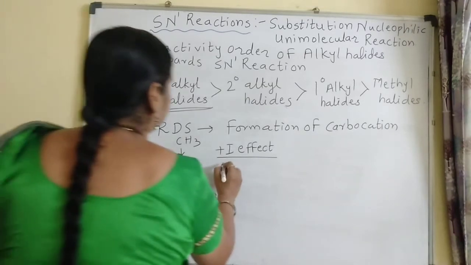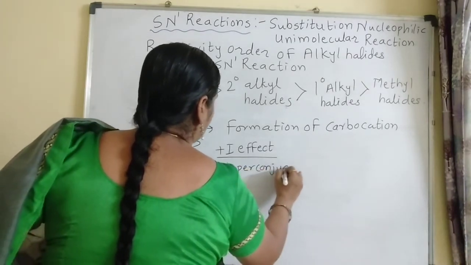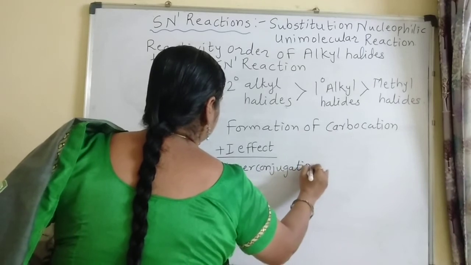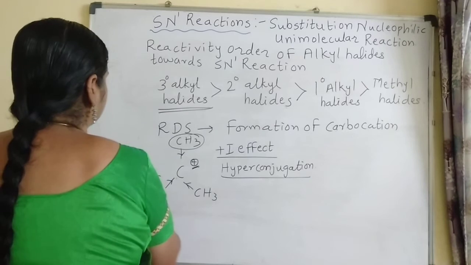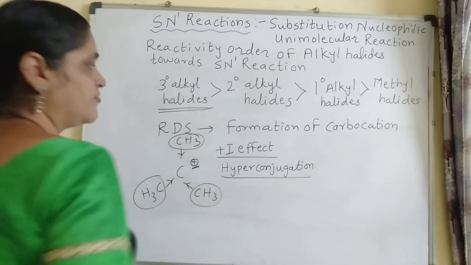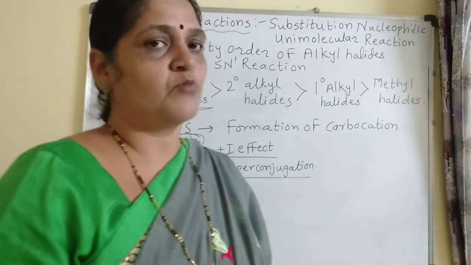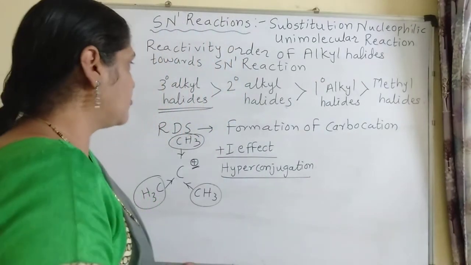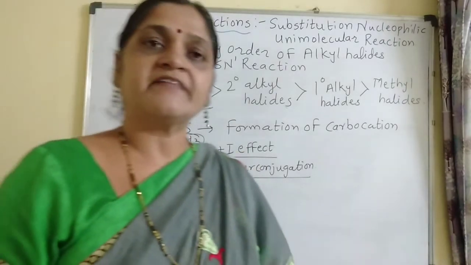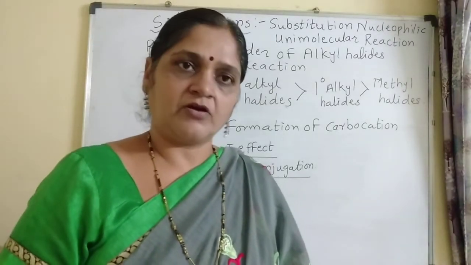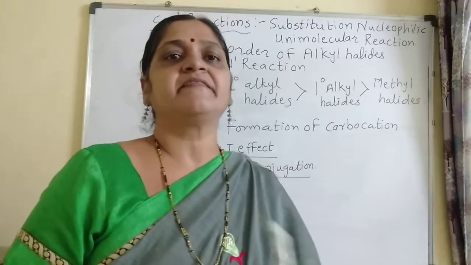And the second reason is hyperconjugation. Hyperconjugation effect will be more here because of these three methyl groups, so the hyperconjugation is more and the stability of tertiary cation is more. So as tertiary carbocations are more stable, tertiary halides are more reactive towards SN1 reaction. Got the point?